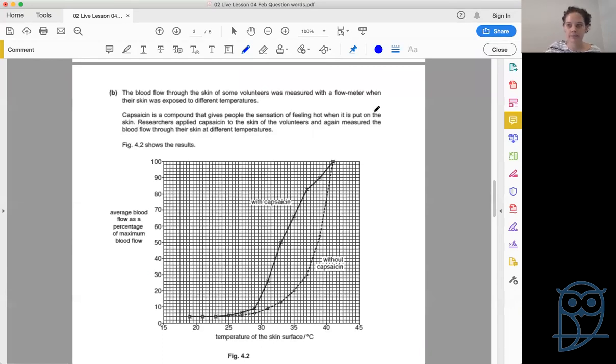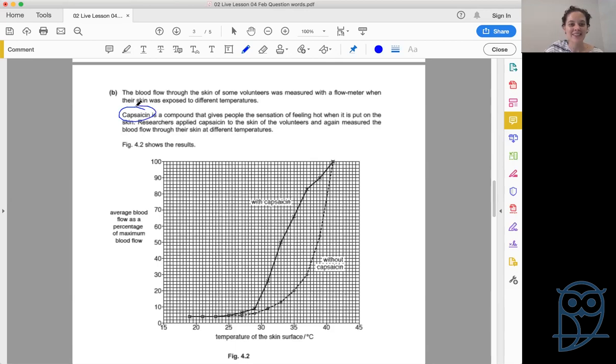So what's happening? Blood flow through the skin of some volunteers was measured with a flow meter when their skin was exposed to different temperatures. Okay, this is making sense. Because we know that blood flow to the skin is going to change at different temperatures, so we can measure it. That's cool. Right, capsaicin is a compound that gives people the sensation of feeling hot when it is put on the skin. Researchers applied capsaicin to the skin of the volunteers and again measured the blood flow through their skin at different temperatures.